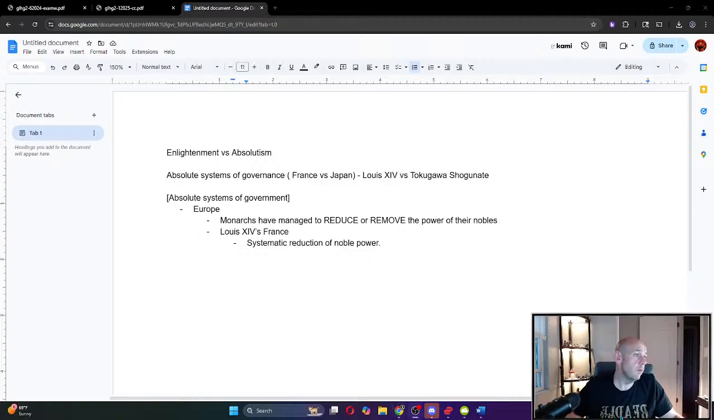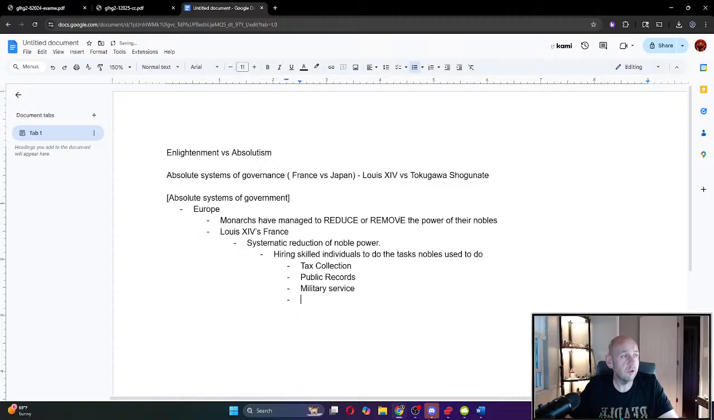Systematic reduction of noble power. That's a big part of this. So nobles lose their power over time because the kings are starting to chip away at it. Now, how do they do that? They do that by hiring skilled individuals to do the tasks nobles used to do. This includes things like tax collection. This includes things like public records. This includes things like military service. This includes things like finances.